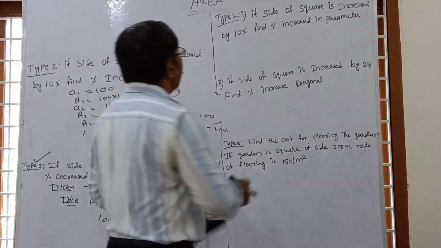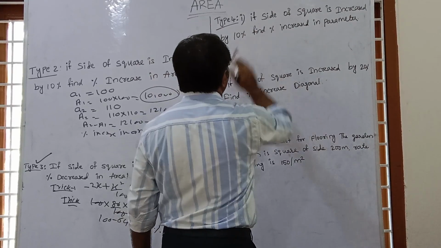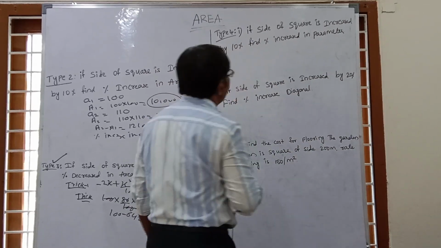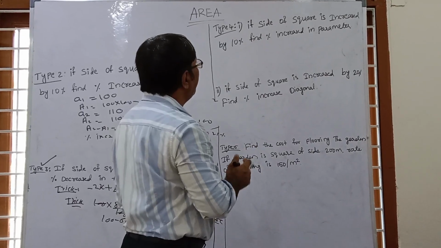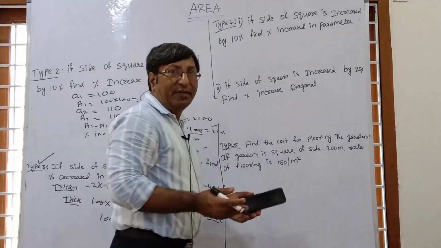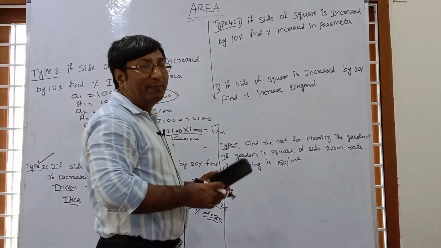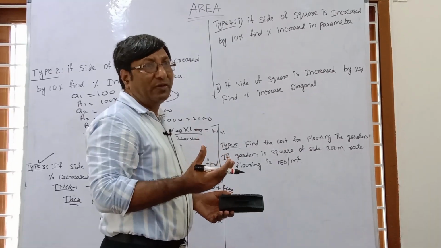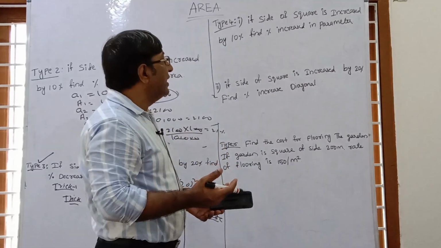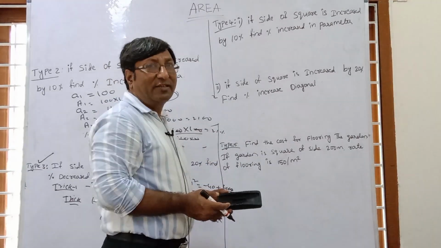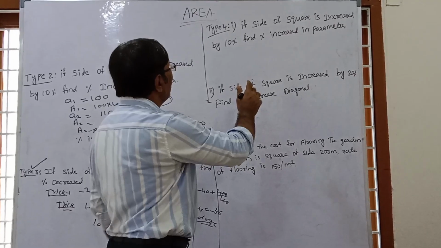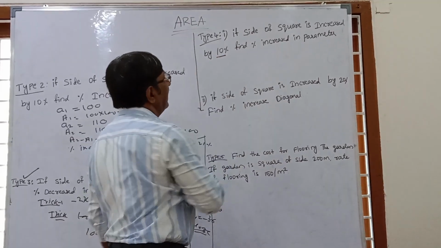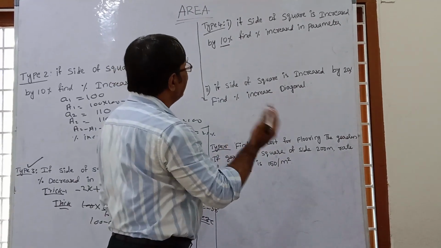Now you see type number 4. This is the type 4 question first. If the side of a square increases by 10%, find the percentage increase in the perimeter. This is a very important conceptual, or theoretical, question, and this type of question is generally asked in interviews and placements. So what is the question? Side of a square increases by 10%, so find the percentage increase in perimeter.